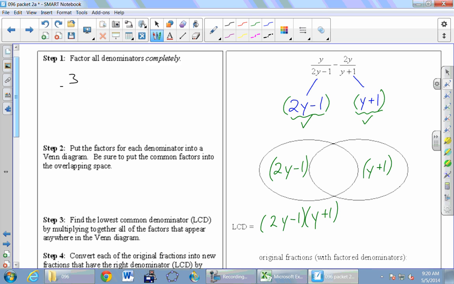This is kind of similar to something like this, 3/4 plus 2/5. What's the lowest common denominator for those fractions? 20. How did you get 20? Multiply them. In some cases, the worst possibility is where you just have to multiply them. 4 times 5 gives 20.